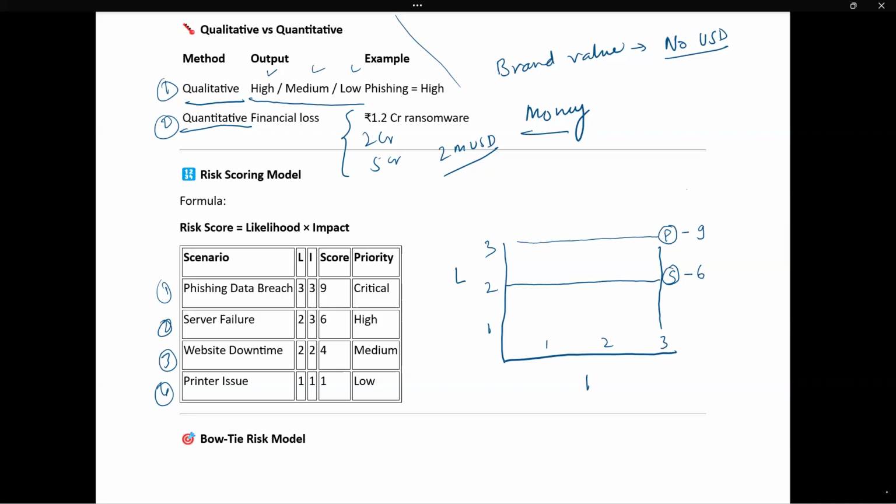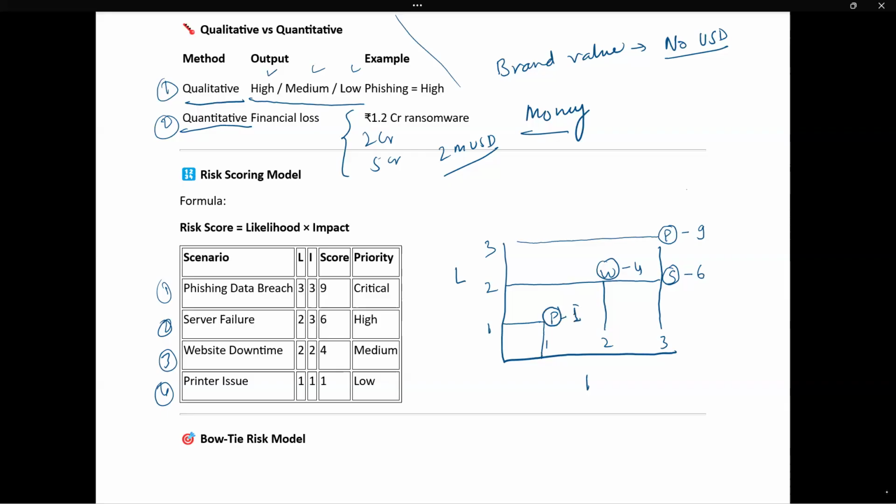Now let's talk about website downtime. Website downtime is likely to happen and the impact would be medium. The risk score comes to 4. Let's talk about the printer issue. If the printer is down, which is very less likely to happen, and if it happens also, the impact would be very less. If there is no printer available for a single day, you're not going to lose a lot. So this is going to have 1.